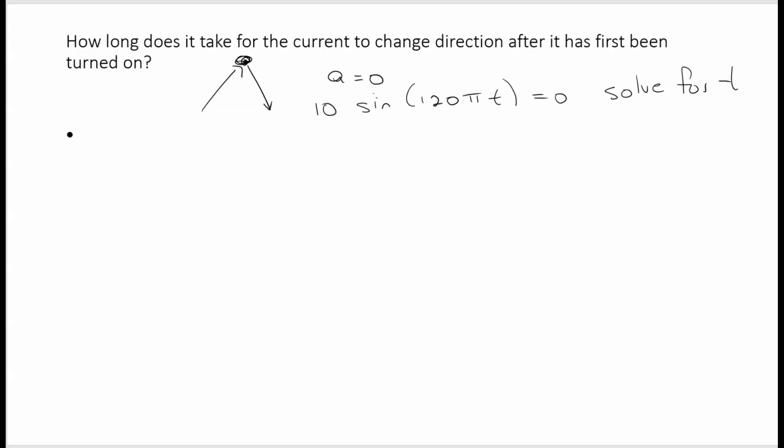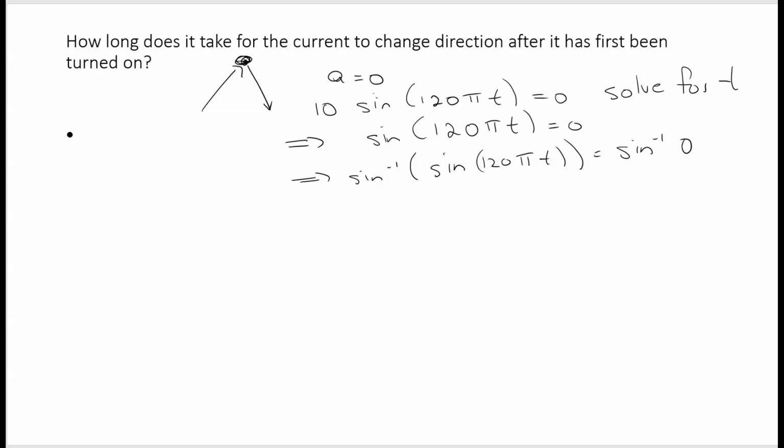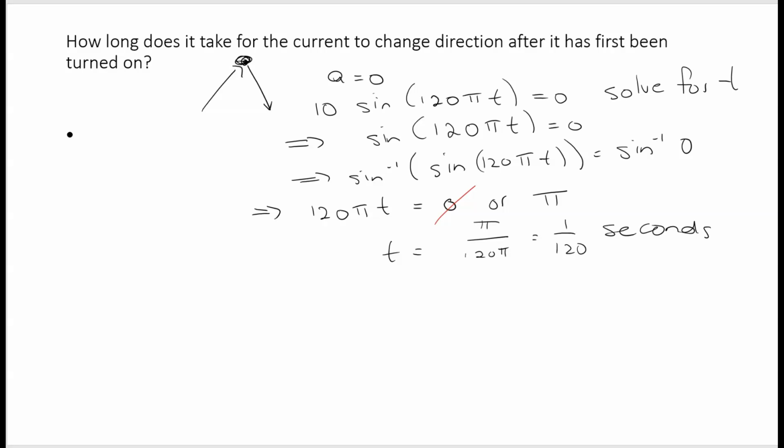for t. So dividing both sides by 10, taking the inverse sine of each side, and that will give us that 120 pi t equals, now inverse sine of 0 is 0 or pi, and having the answer as 0 doesn't really make much sense at the moment, so we'll ignore that and we'll look at the answer when it's pi. So t equals pi divided by 120 pi, which is 1 over 120 seconds, and you might need to put that into milliseconds.